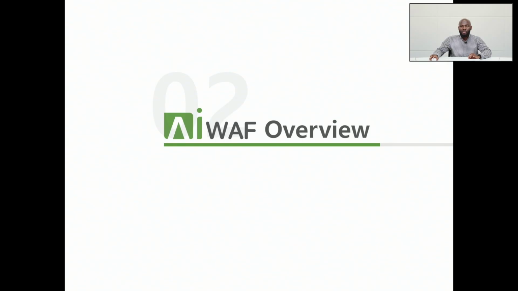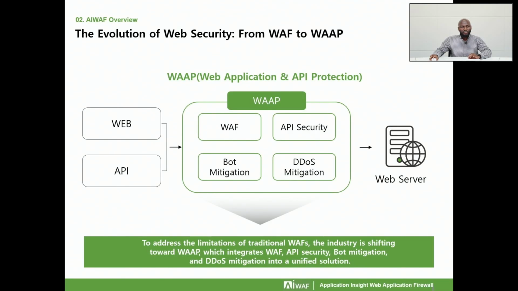Now that we know why we need the WAAP, let's take a look at what the AI WAF offers. AI WAF is an integrated web application firewall which comes in both hardware and virtual appliance, designed to secure web applications and APIs. The AI WAF achieves WAAP requirements with its 4 main security modules. We have the WAF, we have API security, we have bot mitigation, and we have DDoS mitigation.